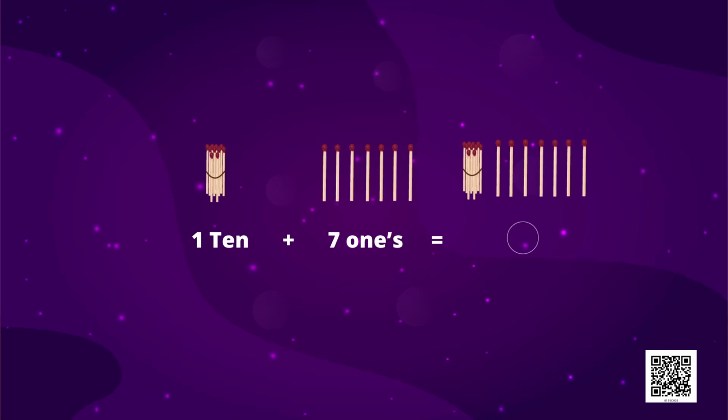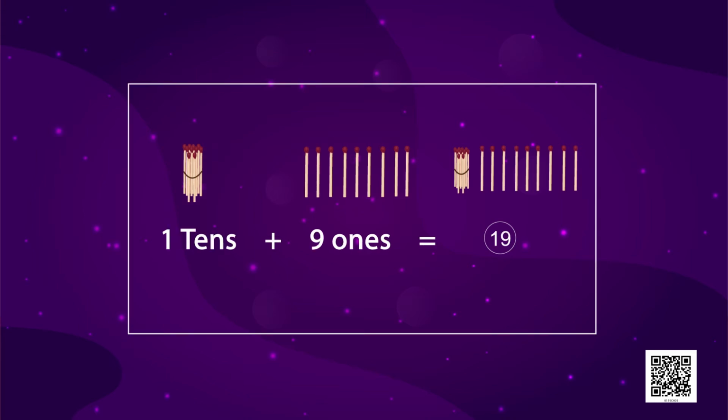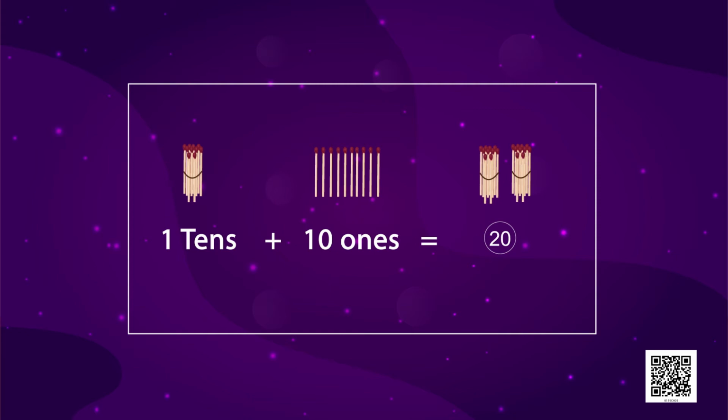Then 1 10 and 7 ones equals to 17. 1 10 plus 8 ones is 18. 1 10 plus 9 ones, that's 19. 1 10 and 10 ones, it is equal to 20. Look, with 20 sticks, we got 2 tens, 2 similar tens. 10 ones made together another 10.